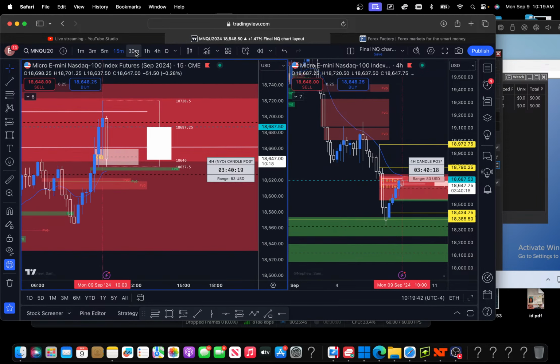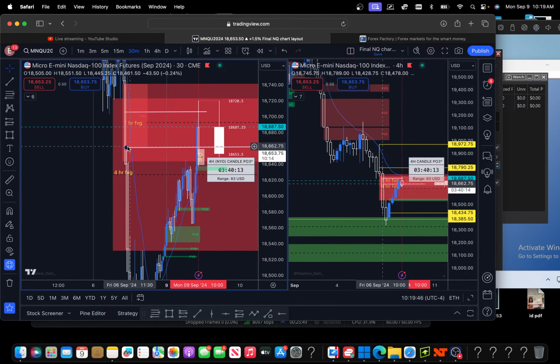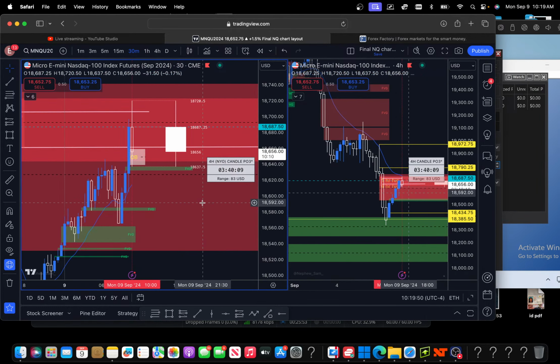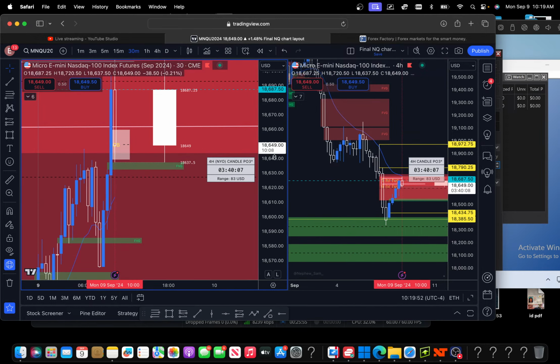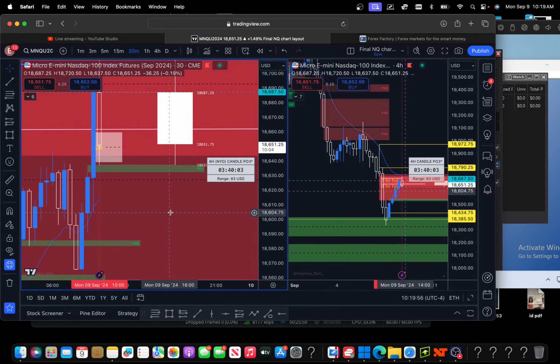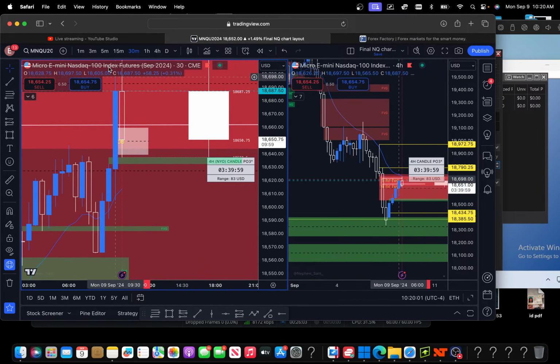So, the 30 minute is about to close under their gap. See how the 30 minute gap lines up at the top of the hour but the bottom of the 15. But we still want on the 5 minute for us to close below this order block to confirm, for sure.